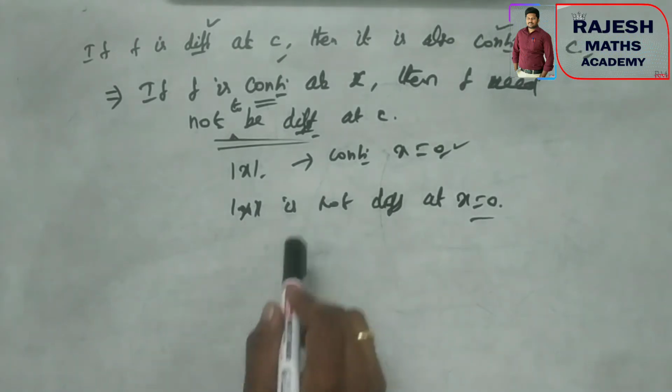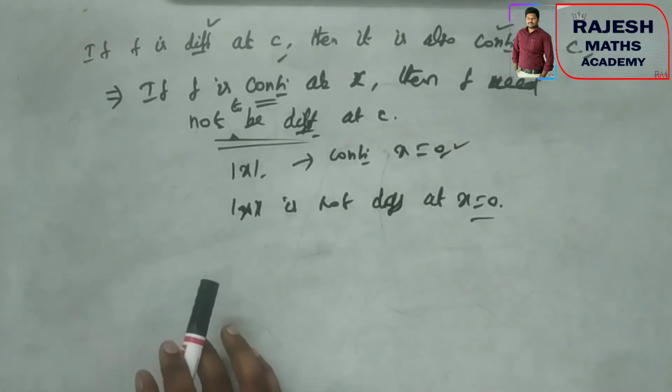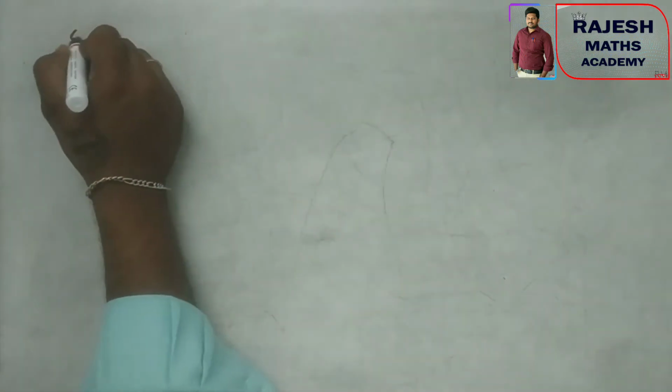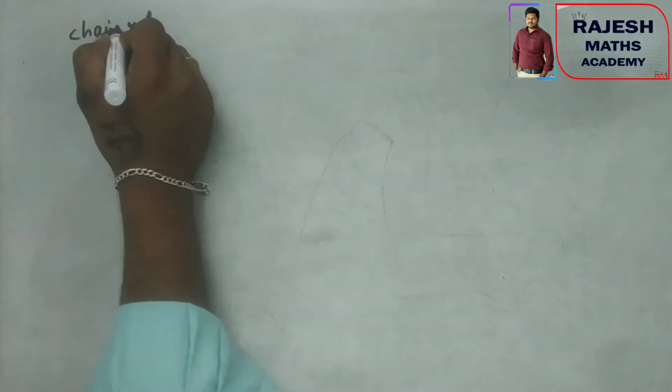So from that we can derive that every differentiable function is continuous. Clear? We will study the chain rule now. So what does the chain rule mean? Let f be a real valued function. We will study the chain rule, which is an important rule to differentiate functions.